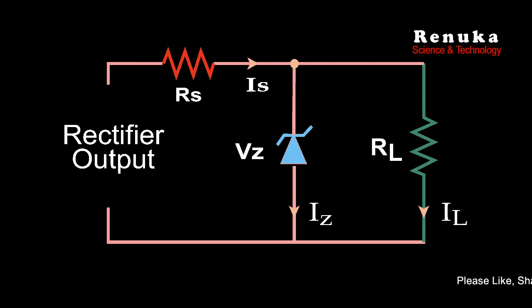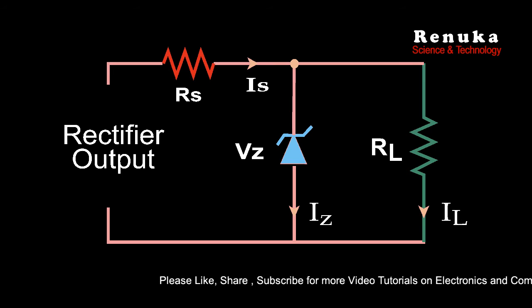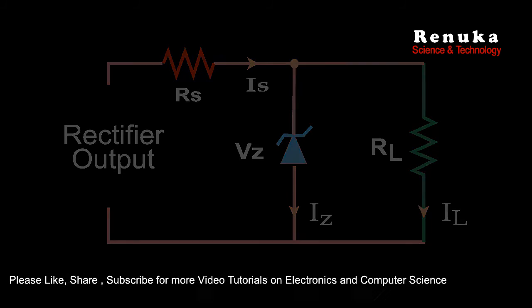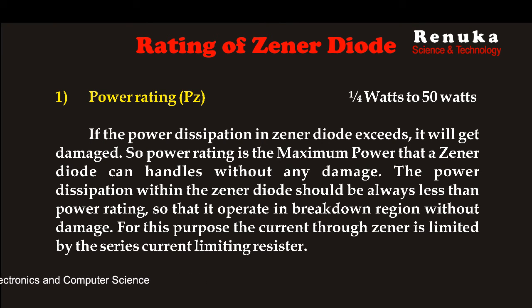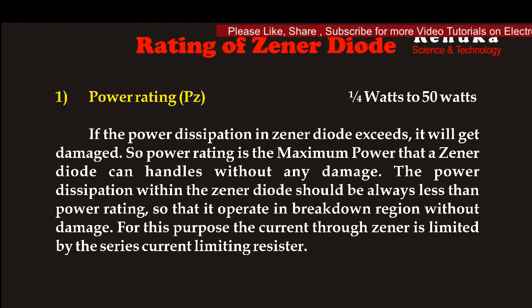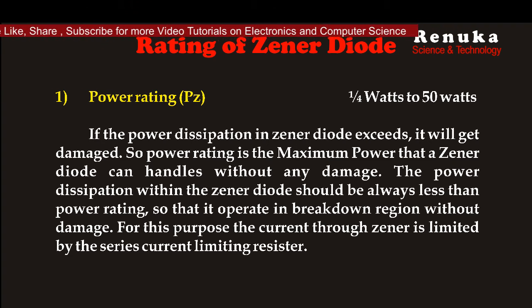When the Zener diode is used as a regulator, it is selected using some factors, and they are called ratings of the Zener diode. The first rating is the power rating. If the power dissipation in the Zener diode exceeds it, it will get damaged. So power rating is the maximum power that a Zener diode can handle without any damage. The power dissipation within the Zener diode should always be less than the power rating, so that it operates in the breakdown region without damage. For this purpose, the current through the Zener is limited by the series current limiting resistor Rs.